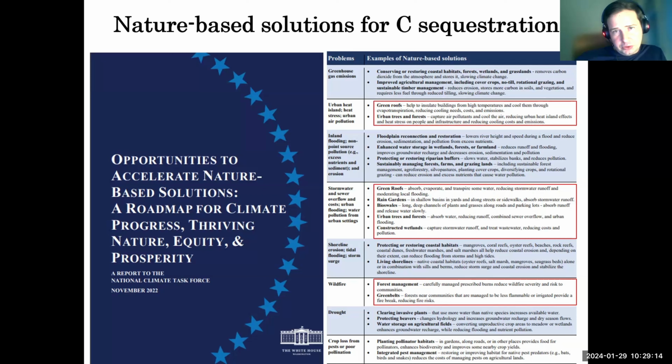And the document you see on the screen, this is the roadmap for climate progress, which was proposed by the US party at the conference of parties last year in Egypt.